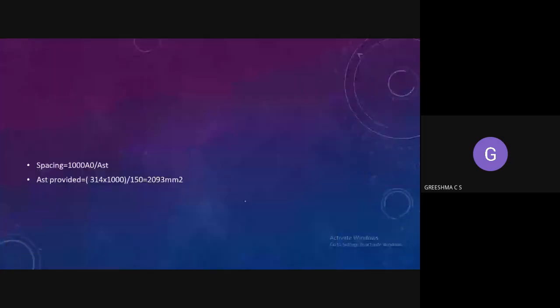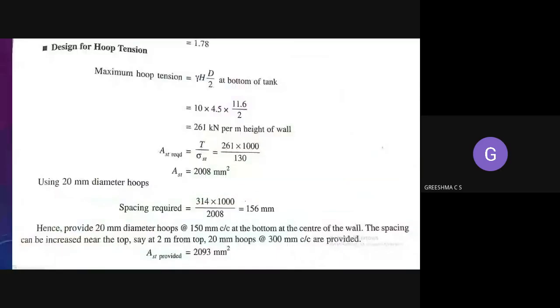Next is step number 3, design for hoop tension. We have learned about circumferential tension and hoop tension that occurs in a circular structure. A circular water tank is a circular structure, so the primary force will be hoop tension. That will be hoop tension, and it will be acting like this.